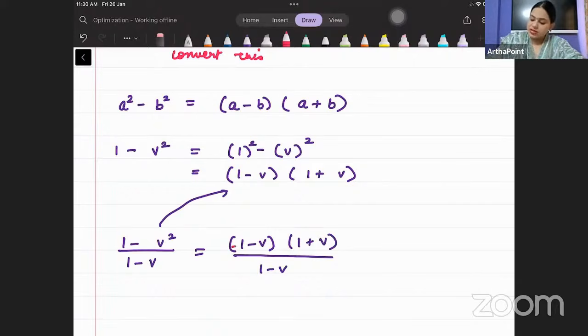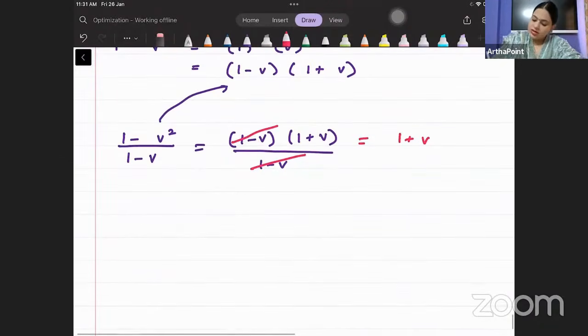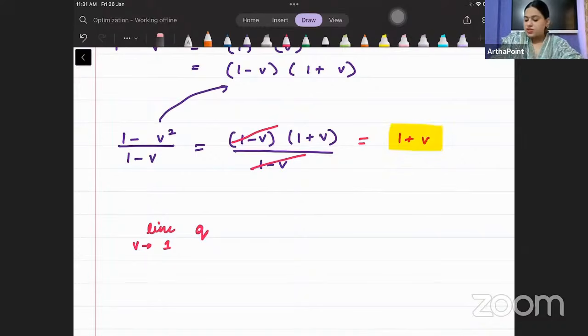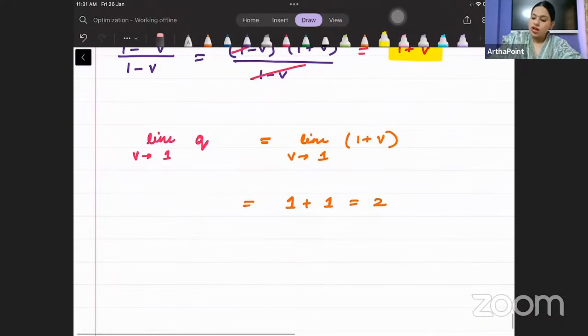Right, beta? So this will cancel out and I will be left with 1 plus V. Bas, now put the limit. So limit V tends to 1, evaluating Q. इस Q की value अब हमारे पास ये आ गई है. We have got this 1 plus V, है ना? So we can just write this as limit V tends to 1, 1 plus V. Beta, instead of V put 1, you will get the answer as 2. So the answer to this question should be 2. I hope all of you are clear with this. Okay, beta? Acha. Let us take the next question.